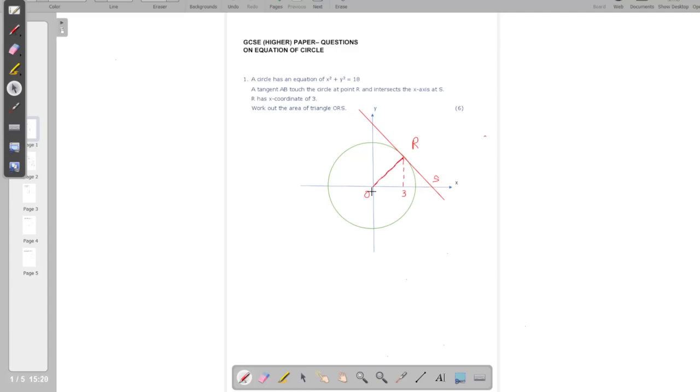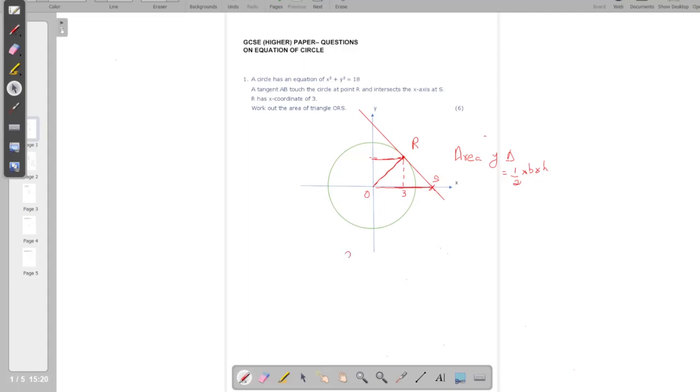That's ORS. So to find the area, we need to know area of triangle is half times base times height. We need to know the height, which is the y coordinate. If we find the y coordinate, we can find the height, and base is the length of that. So we need to find this point as well. So first thing we're going to do, we're going to find the y coordinate at R.